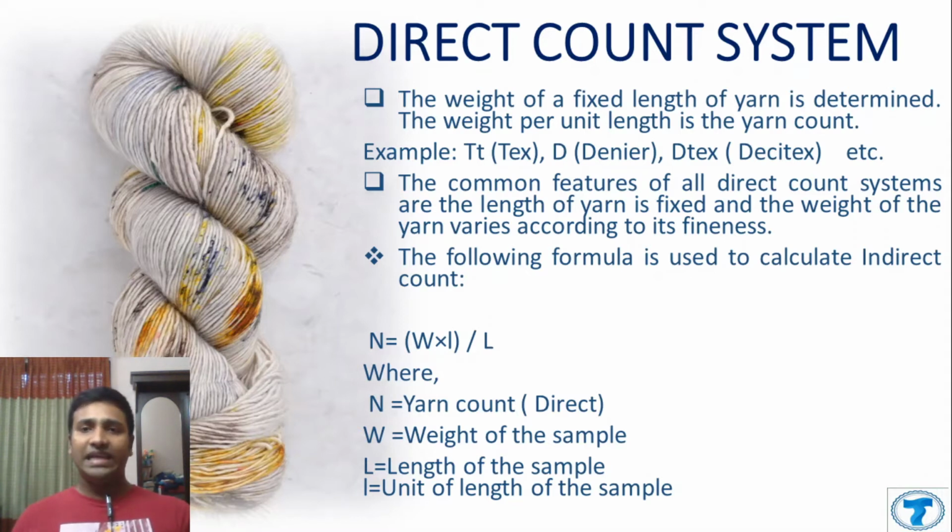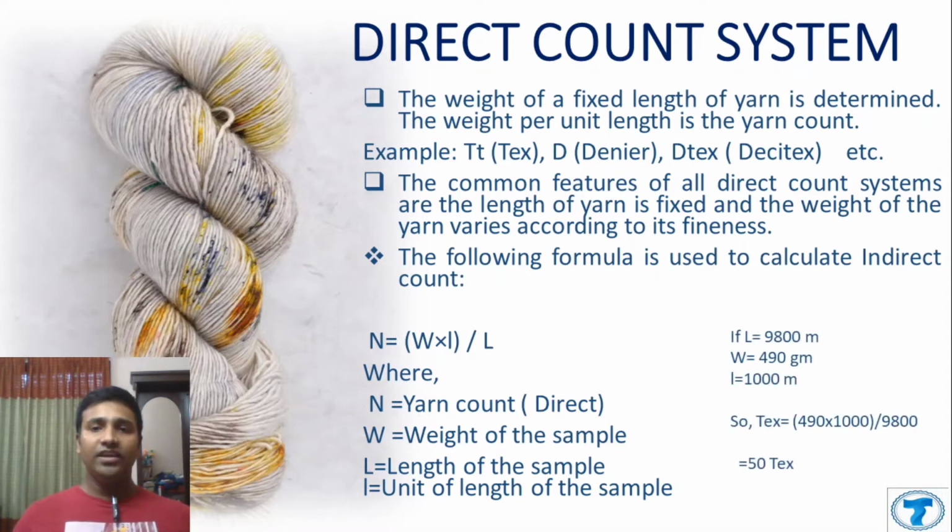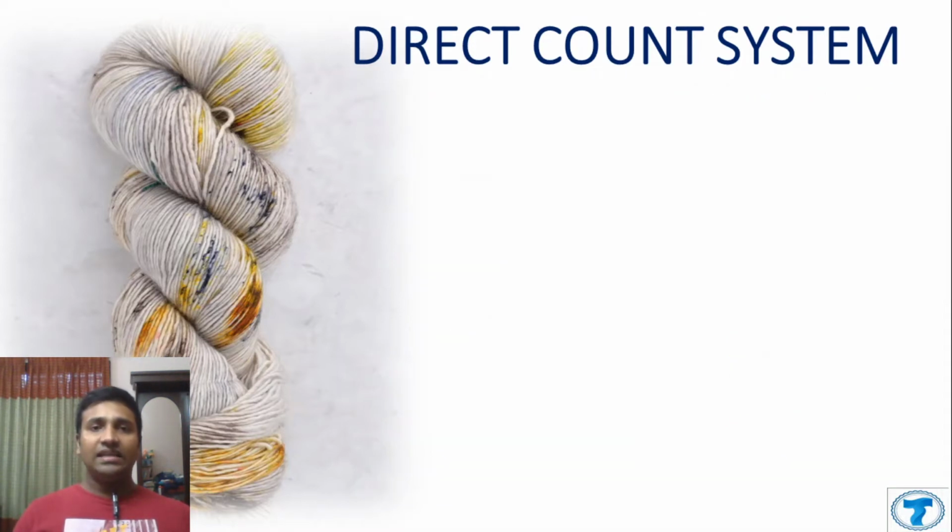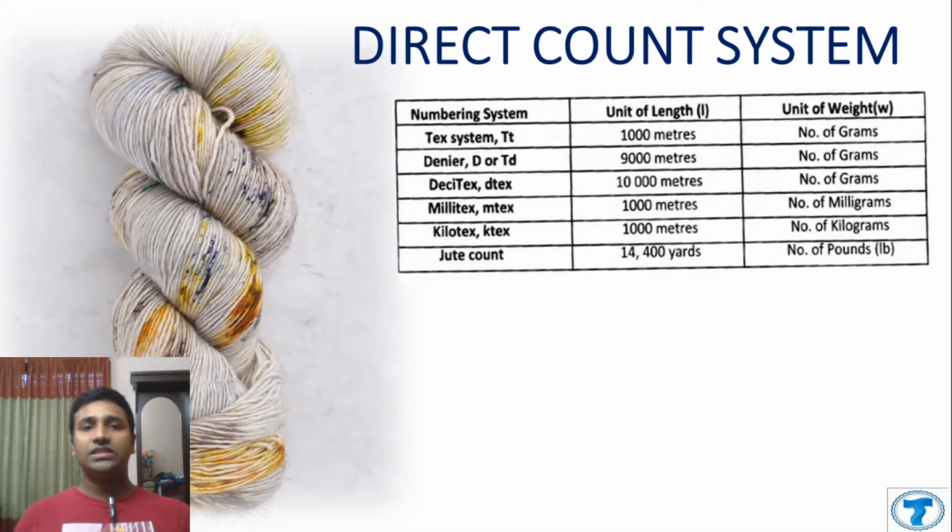Let's see one example, then it will be clearer. If a sample length is 9800 meters and weight is 490 grams, and you want to derive the yarn count in the direct system in tex, then small l is 1000 meters. If we put those values into the formula, we get the yarn count in the direct system in tex, that is 50 tex. As I said, in the direct system the small l value is fixed for different count systems.